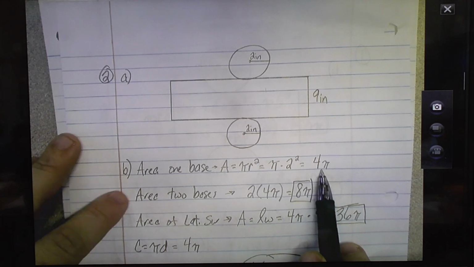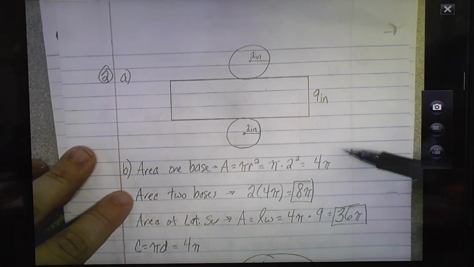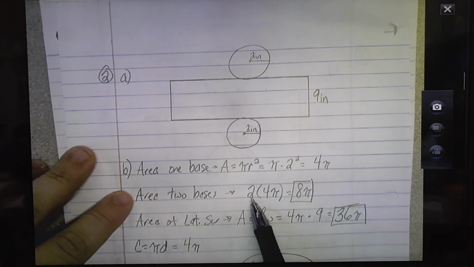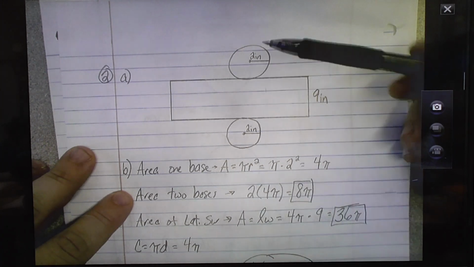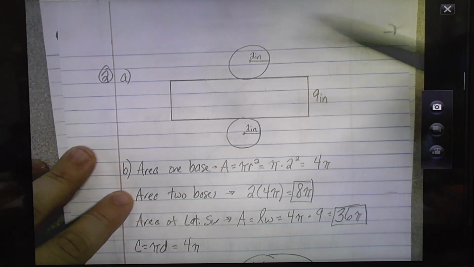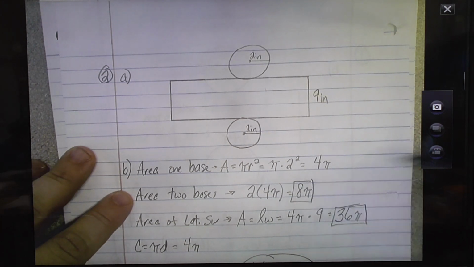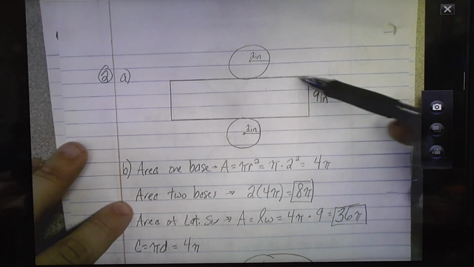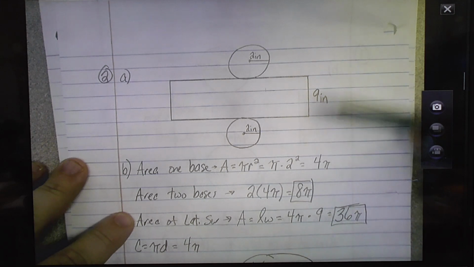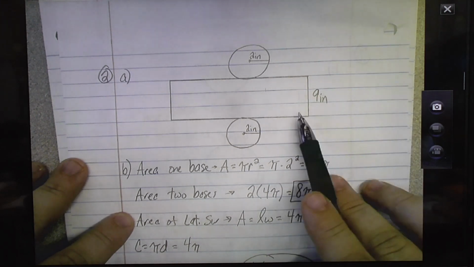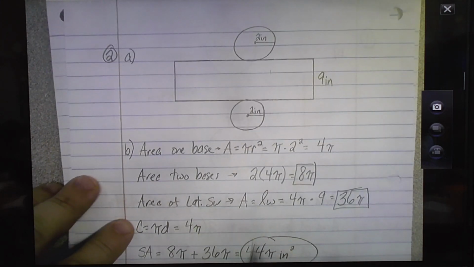Okay. To find the area of 2 bases, we take the answer for one base and just multiply it times 2 because they're identical. So 2 times 4 pi is 8 pi, and that's the answer for both of my bases. I boxed that off so I can find it real easy. Now I need to find the area of my lateral surface. The area is equal to length times width because this is a rectangle. But I don't have the length yet, so I went ahead and did my circumference.